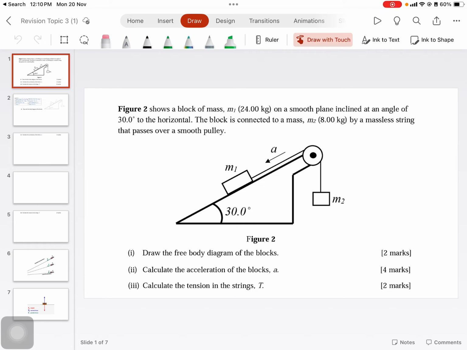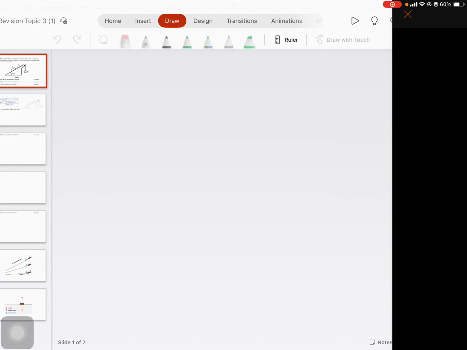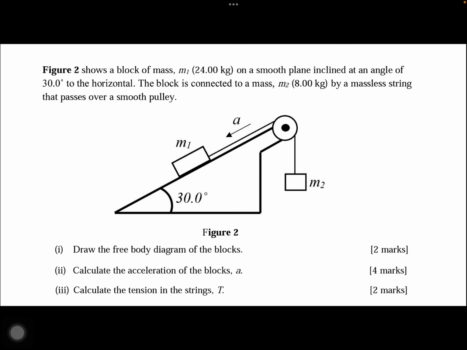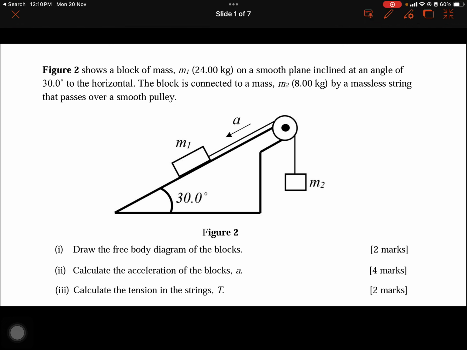Figure 2 shows a block of mass M1, 24 kilogram, on a smooth plane inclined at an angle of 30 degrees to the horizontal. The block is connected to a mass M2, which is 8 kilogram, by a massless string that passes over a smooth pulley. Okay, so let's take a look at the system here.